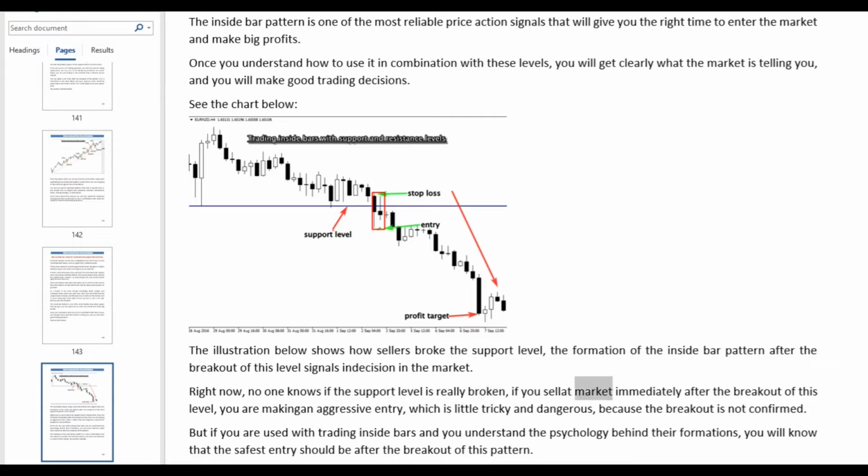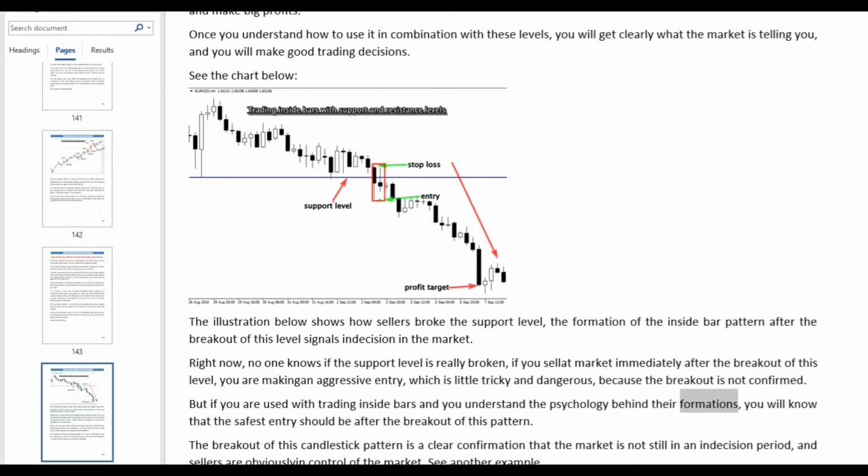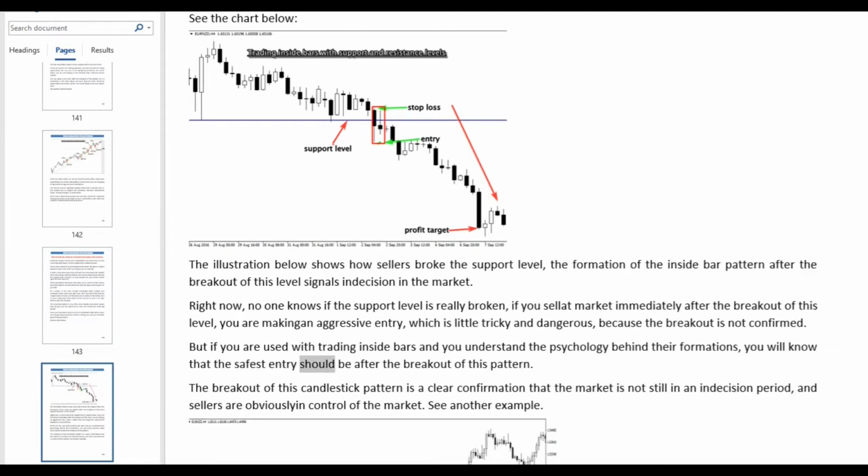If you sell at market immediately after the breakout of this level, you are making an aggressive entry, which is a little tricky and dangerous, because the breakout is not confirmed. But if you are used to trading inside bars and you understand the psychology behind their formations, you will know that the safest entry should be after the breakout of this pattern.